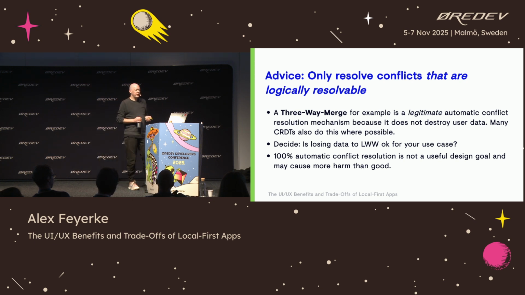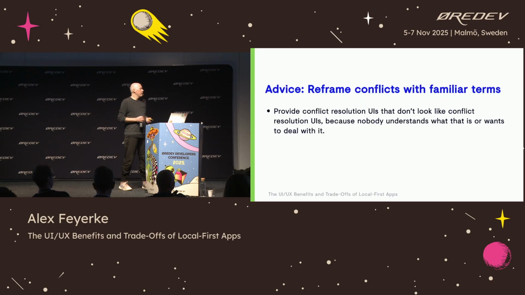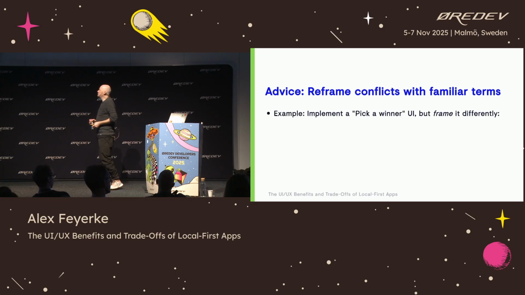But if you do decide to let humans resolve conflicts for you, try to reframe conflicts with familiar terms from other realms, right? So provide a conflict resolution UI that doesn't look like one, because nobody wants to deal with this, right? Your users don't need to know what a conflict is in order to manually resolve one. So as an example, maybe you implement a pick a winner UI, where you have two competing pieces of data.